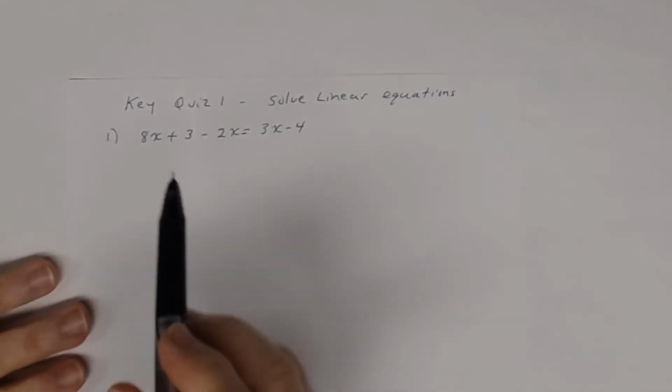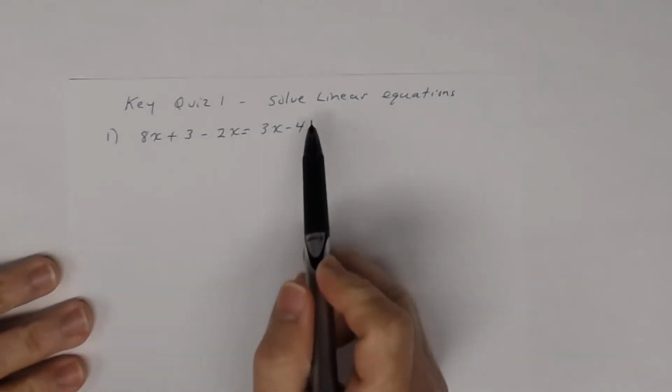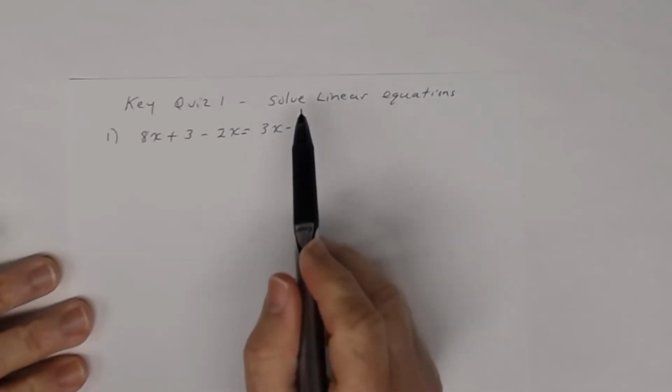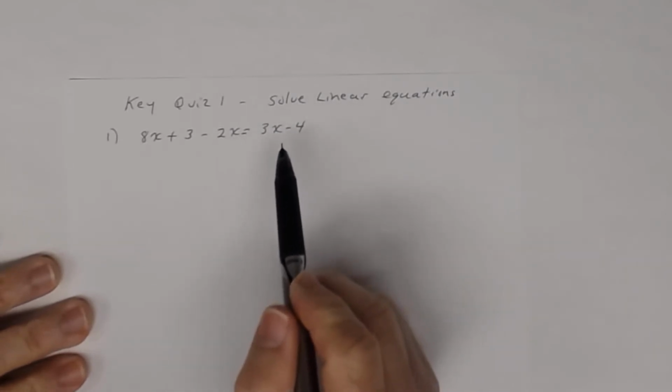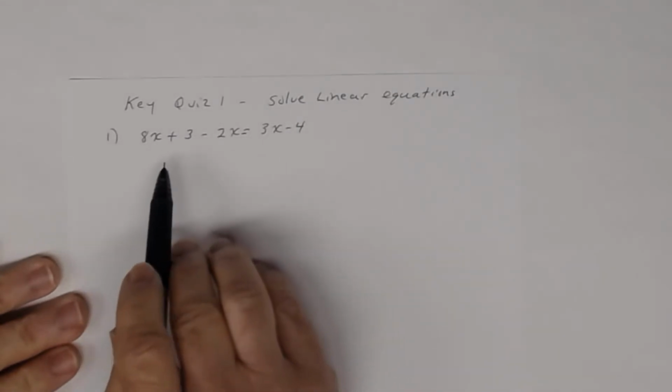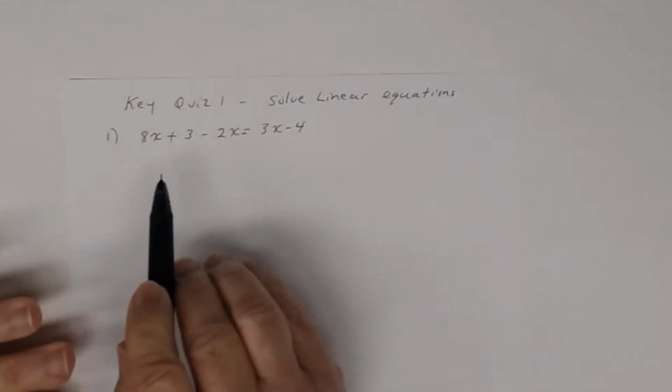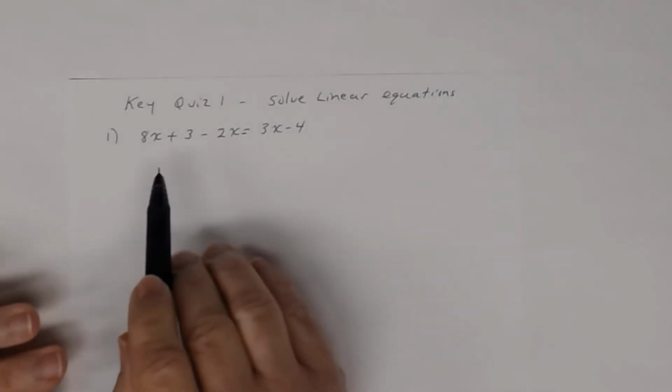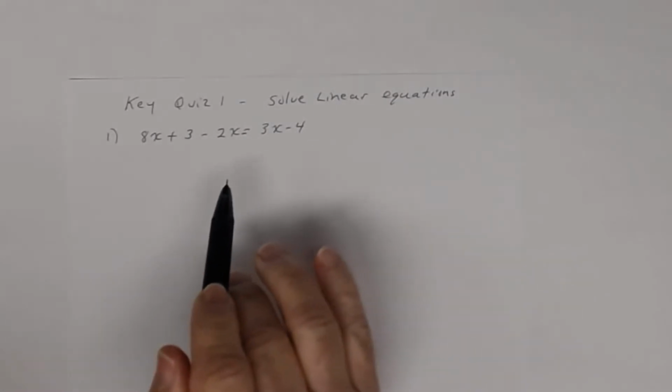This is key to quiz number one. And in quiz one, you had two equations, and these were linear equations, and you're asked to solve these linear equations. Number one is very straightforward. There are no parentheses, no fractions, no decimals. So it's a very simple equation to solve.